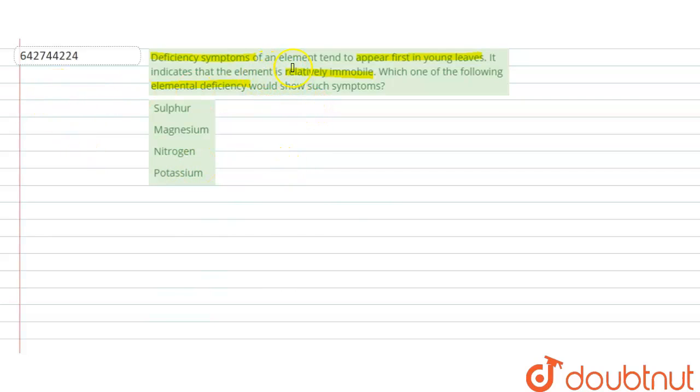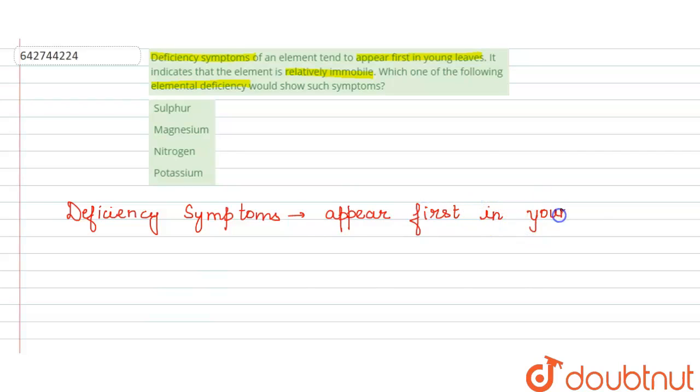So the deficiency symptoms of an element appear first in young leaves. The condition given here is that the deficiency symptoms due to an elemental deficiency appear first in young leaves, right? So the newer growing leaves, in these leaves the deficiency symptoms are visible. So what we see here is that the symptoms are first shown there.